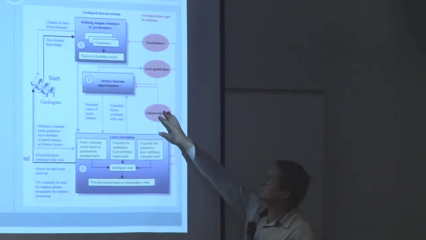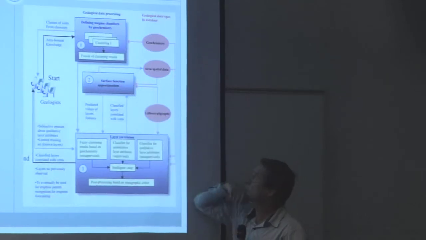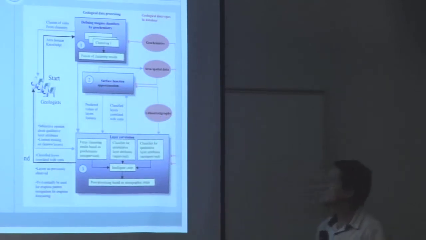And then the lithostratigraphic information is very closely tied in with those surface function approximations, because a lot of the surface functions that are complicated have to do with thickness or grain size, and things like that.